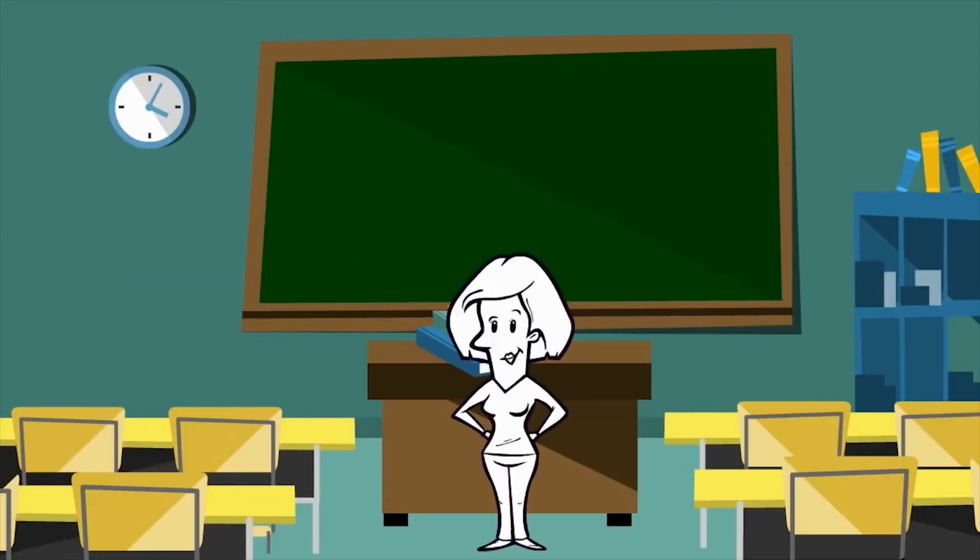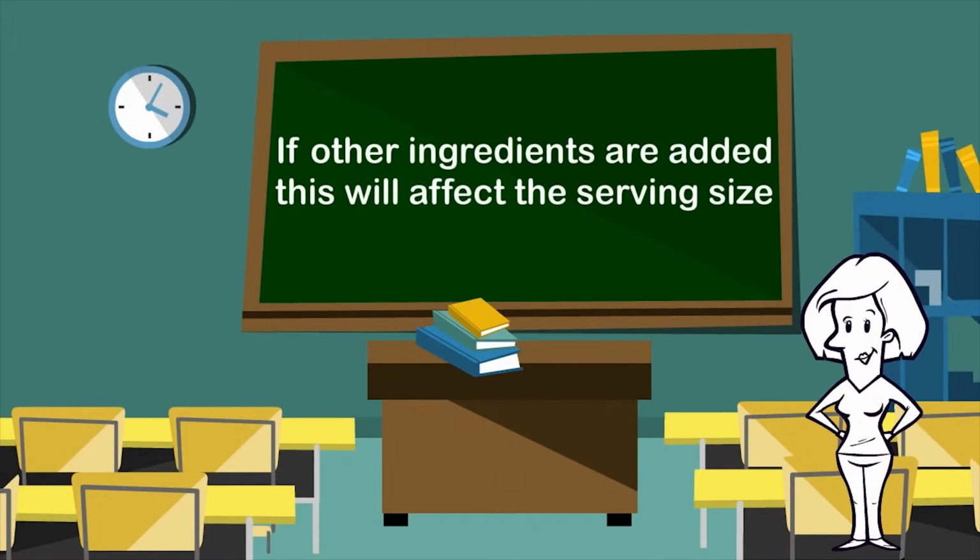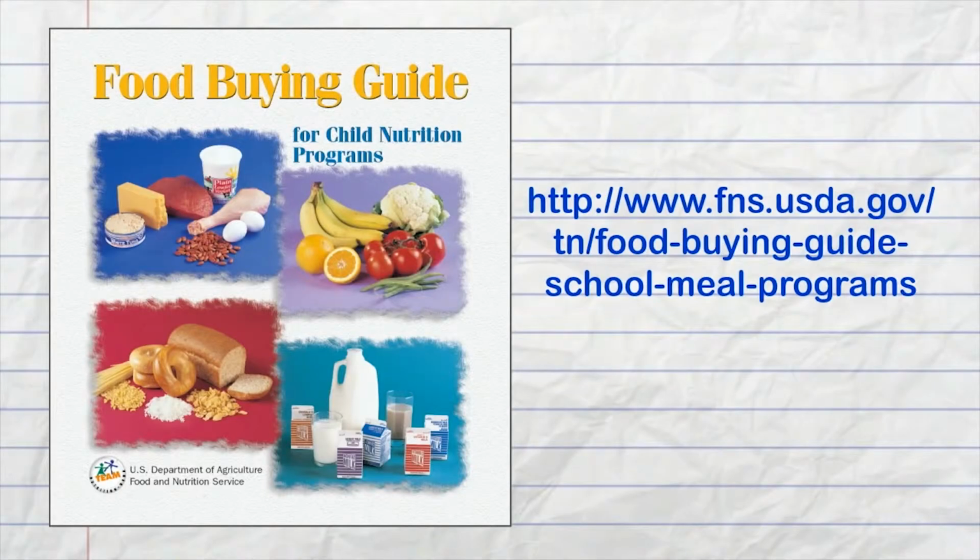Keep in mind if other ingredients are added, such as in a casserole, this will affect the serving size, so they must be factored in as well. Be sure to check the Food Buying Guide to see how other meats are calculated.